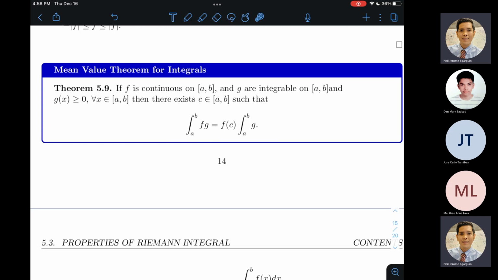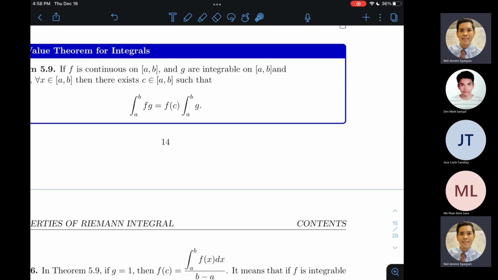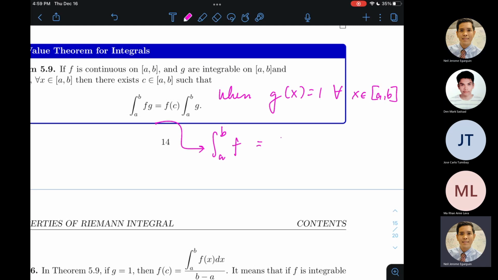Pero siguro hindi ito yung usual mean value theorem na nakita nyo mula sa Math 36. Sa Math 36, ang version natin ng mean value theorem ay si g equal kay 1. The constant function 1. So because when g is the constant function 1, so this is g of x equals 1 for all x in the closed interval AB, then this statement of the mean value theorem simply says this is the integral from a to b of f ay equals f of c times integral ni 1 over the interval AB. Pero ano yung integral ni 1 over the interval AB? That is just the length of the interval AB. So that's gonna be b minus a. And then pwede kong i-divide both sides ng b minus a. Ito yung makukuha ko.